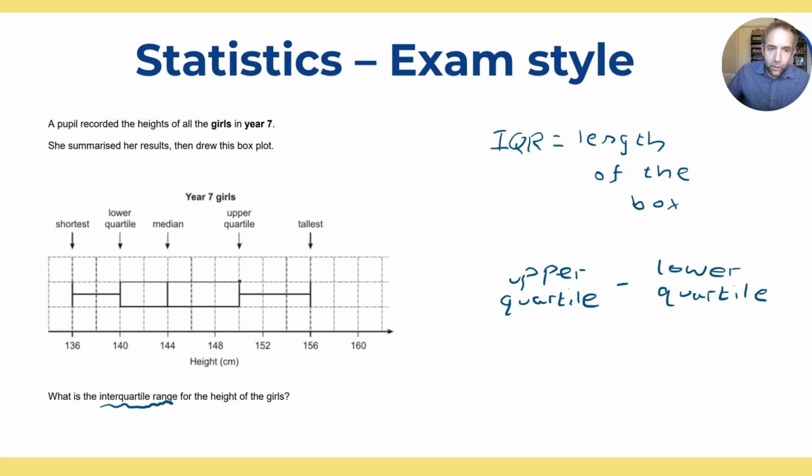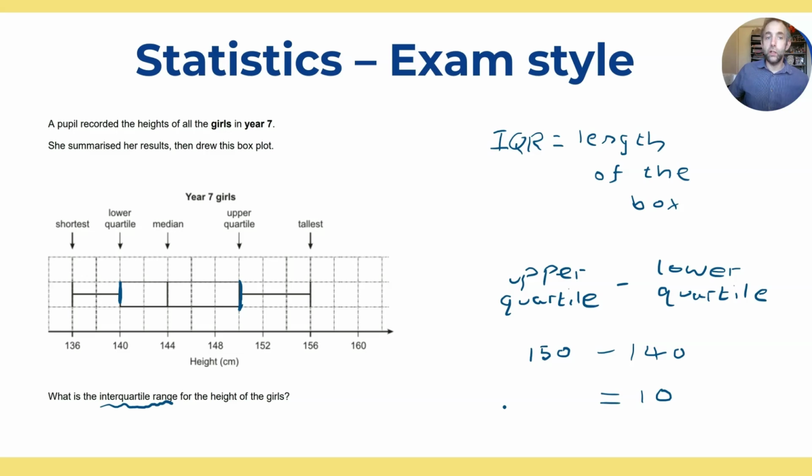So the upper quartile is here, which is represented by 150. Just be careful of the scale because this is going up in 2s. And my lower quartile is here, which is 140. So if I do 150 subtract 140, that tells me that the interquartile range is 10.